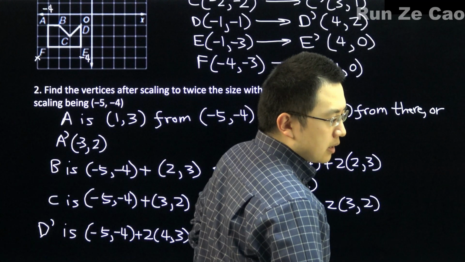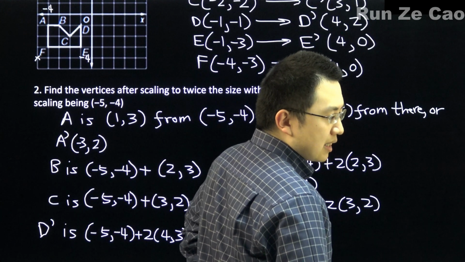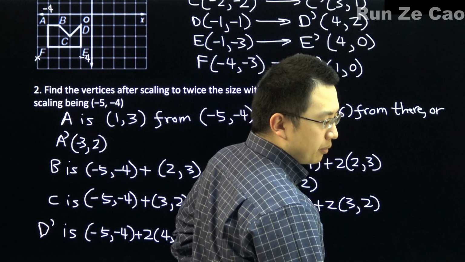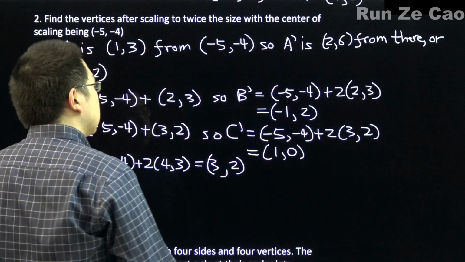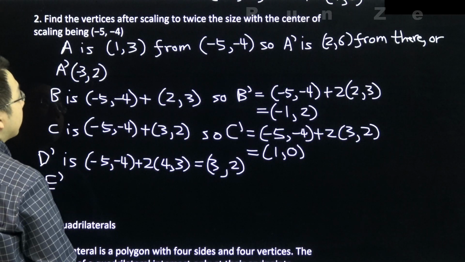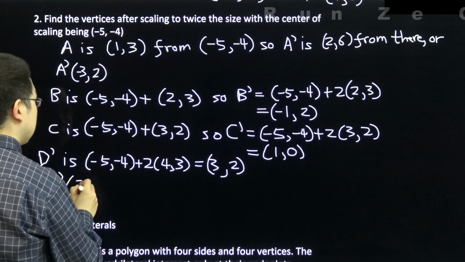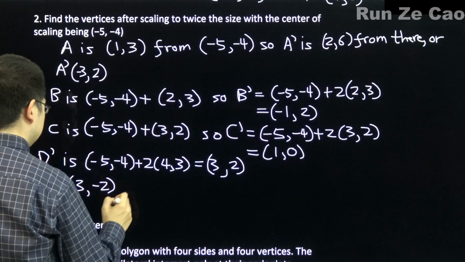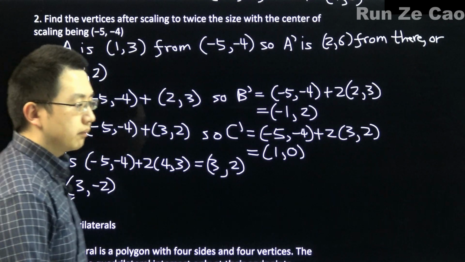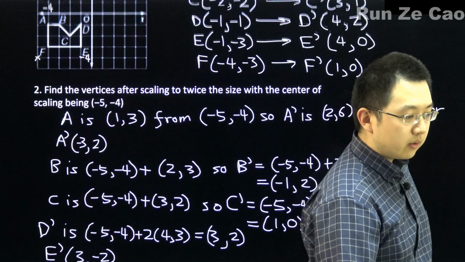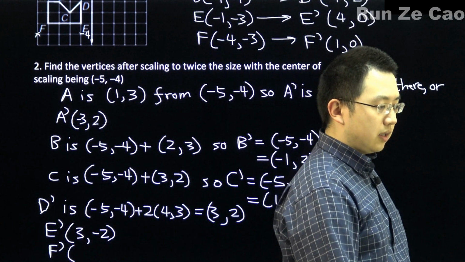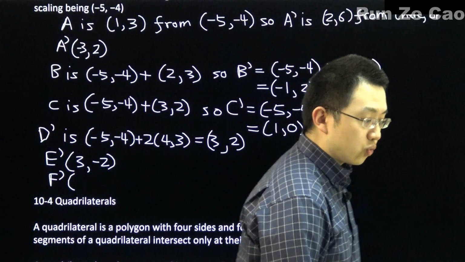And what about E and F? Well, E is 4 grids to the right and 1 grid up. So 8 grids to the right and 2 grids up will end up giving us -2. And F prime is going to be, it was 1 grid over and 1 grid up, therefore 2 grids over, 2 grids up will give us -3, -2.